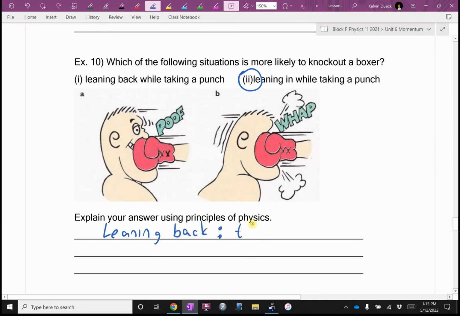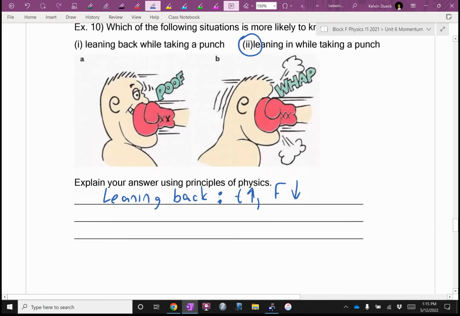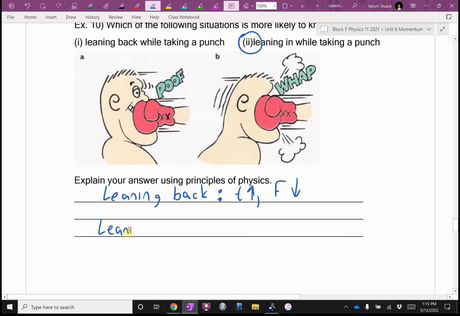Time increases, so force decreases. Leaning in, time decreases, so force increases. Because you're stuck with the same impulse. Your face has to bring the fist to a stop.